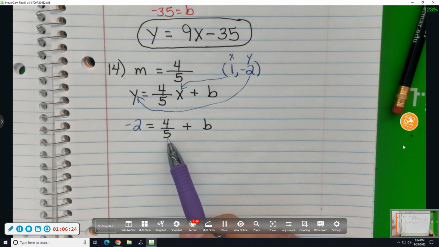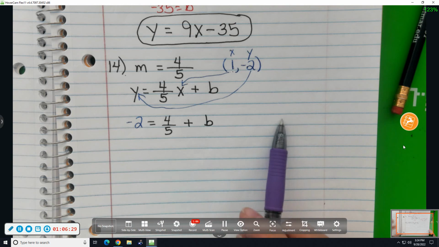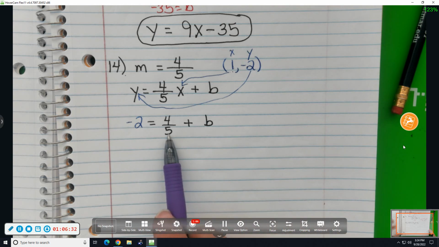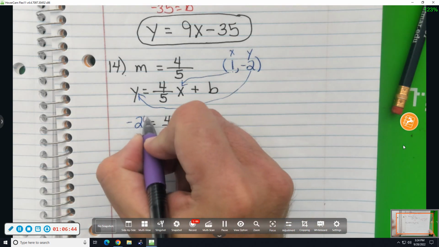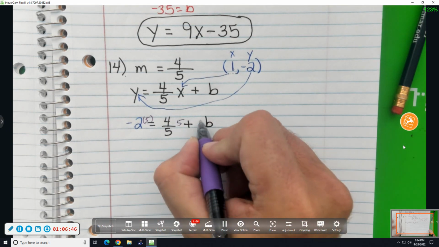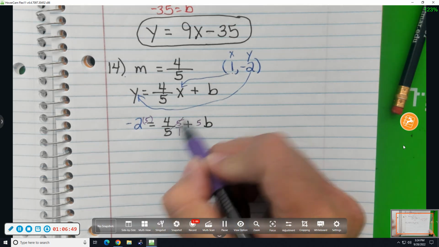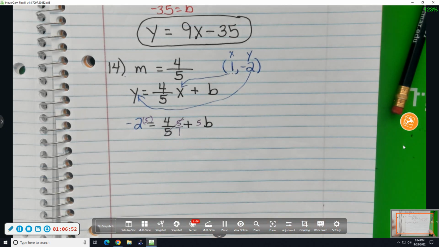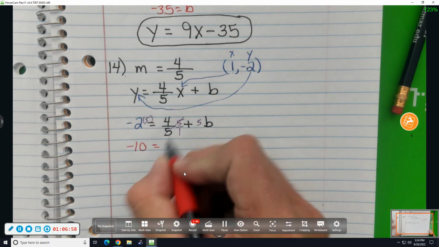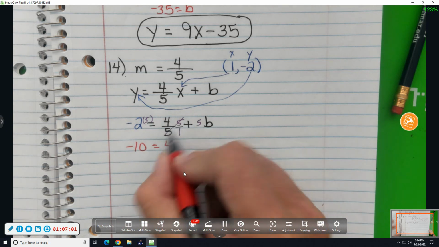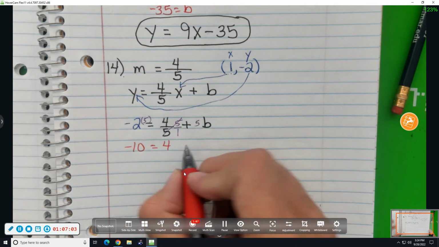You could use your equation solving skills to get rid of that fraction. What would I need to multiply straight through by that would cancel this denominator? Giving a hint with my pen. 5. If I multiply straight through by 5, times 5, times 5, times 5, the 5s would cross cancel. So what would we have? A negative 10. The negative 2 times 5 is a negative 10. Equals 4. The 5s cancel, and 4 over 1 is just 4.